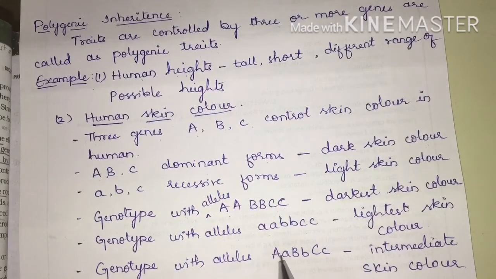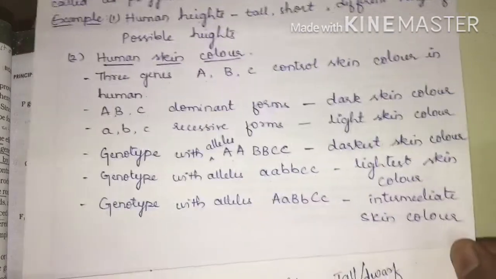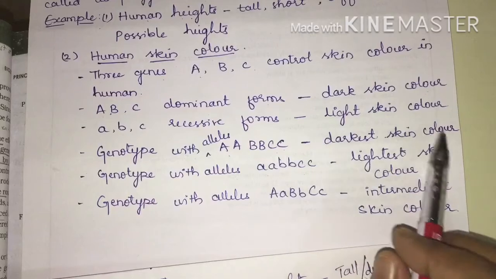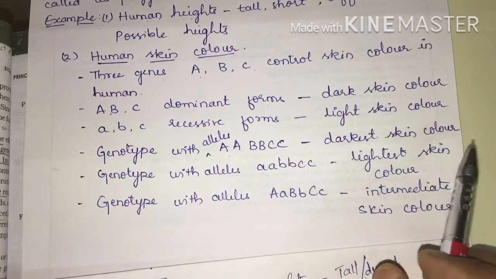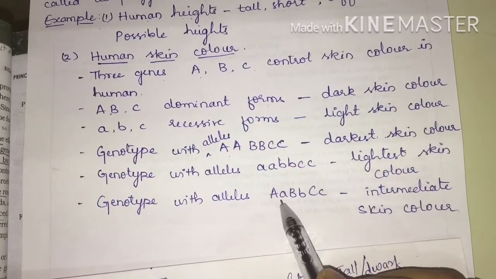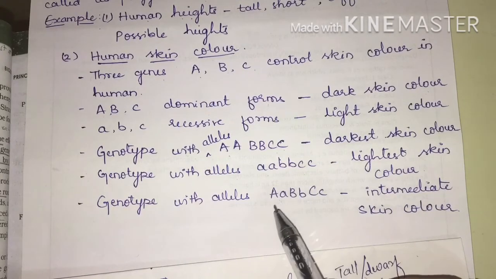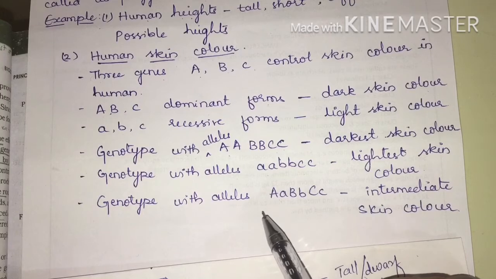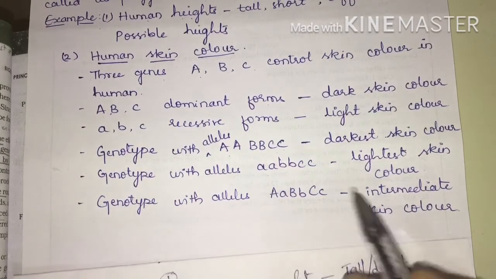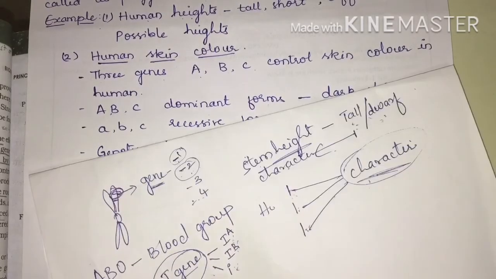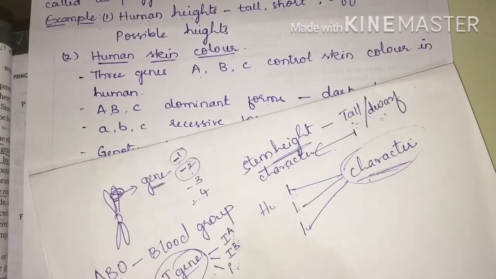Genotype with alleles capital A, small a, capital B, small b, capital C, small c, that will be of intermediate skin color. Okay, do we have only these three types of skin color? No, we have many shades. So for that reason you have to plot a Punnett square as we did for dihybrid cross. In dihybrid cross we have got 4 columns and 4 rows. Here you will get 8 columns and 8 rows, like we are having A, B, C. Okay, and here A, B, C.